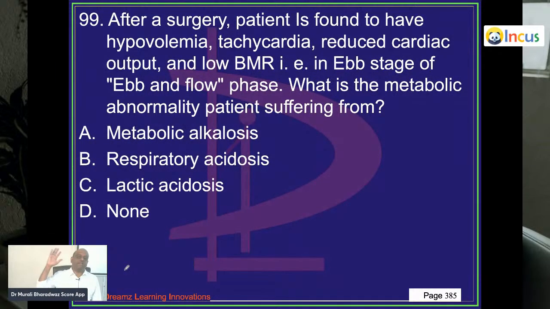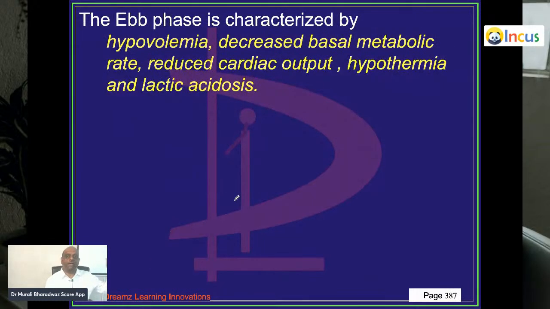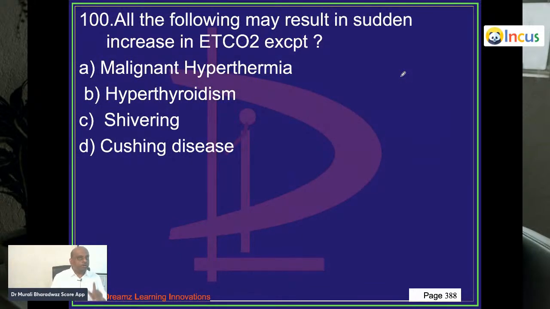After surgery, the patient is found to have hypovolemia, tachycardia, reduced cardiac output, low BMR. What is that called? Ebb stage. Right? So the ebb phase is characterized by lactic acidosis, hypovolemia, decreased basal metabolic rate, reduced cardiac output, and hypothermia. After anesthesia, you read about Guedel stages? Anesthesia stages with ether are called Guedel stages. Mallampati classification is to know the adequacy of intubation.